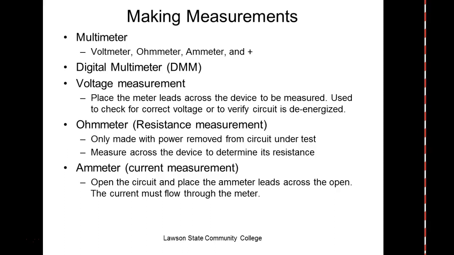Ohmmeter. Only used with power removed from the circuit. Measures across the device to determine the resistance. Ohmmeters do not tell you reactance. That's the biggest problem. You don't have a meter that does reactance. All we can do is resistance. Ammeters. Open the circuit and place the ammeter leads across the open that you just created. The current must flow through the meter.